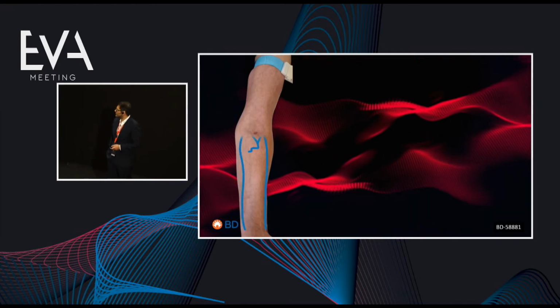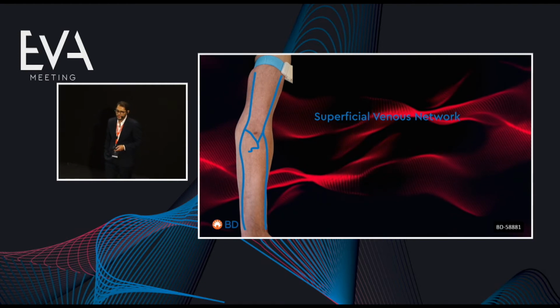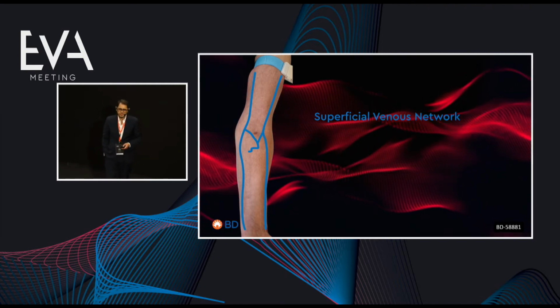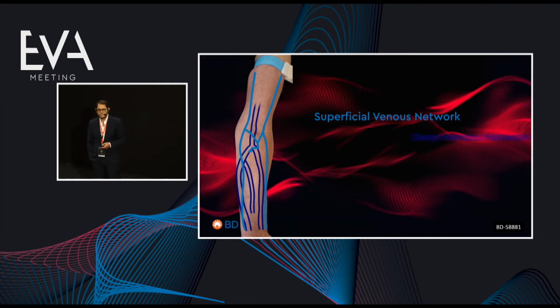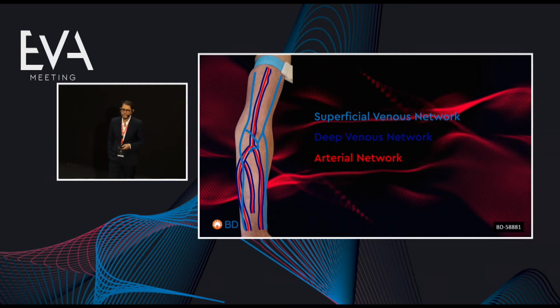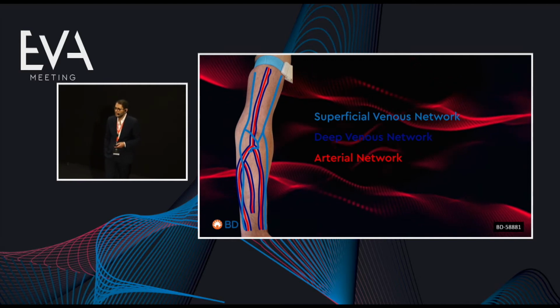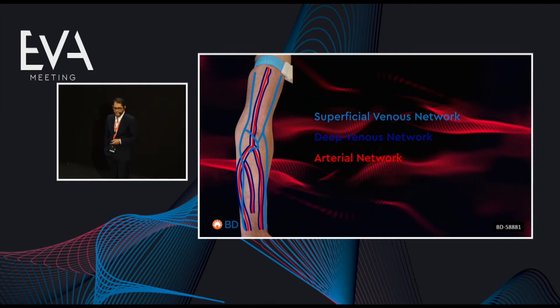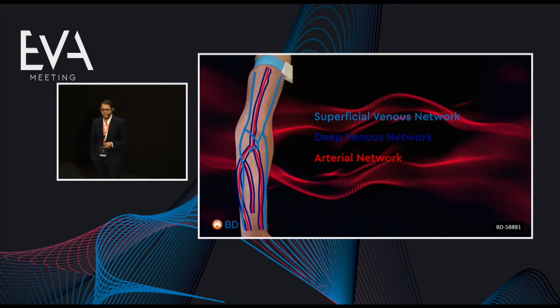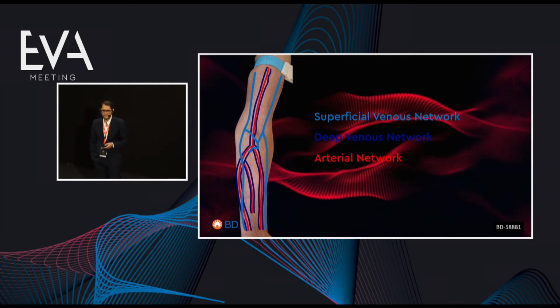So just as a reminder, we have the superficial venous network, which is the basilic and the cephalic vein, and they're connected with the perforator in 85% of the cases, with the deep venous network that is accompanying the arterial network, namely the brachial artery, the ulnar artery, the interosseous artery, and the radial artery.